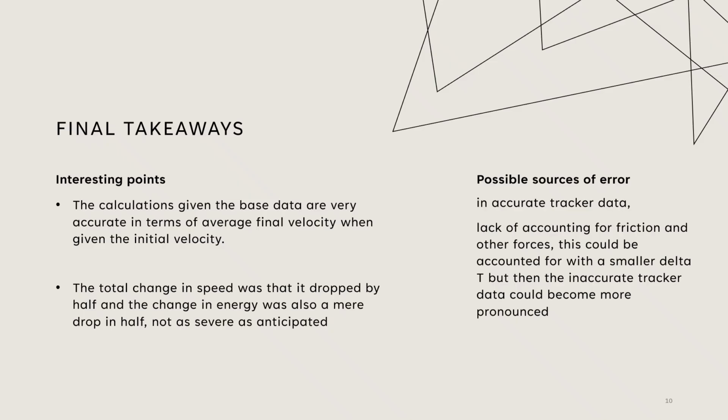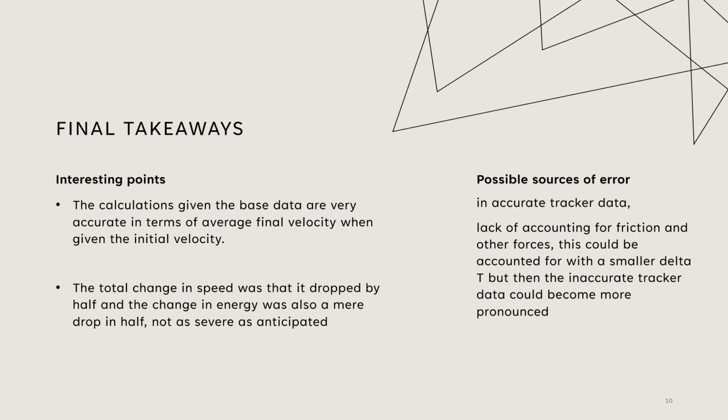So the calculations given the base data are very accurate in terms of average velocity when given the initial velocity, as shown in our calculations. And the total change in energy was about half, which matches our prediction. But the change in energy was a mere drop in half, which is not as severe as we initially anticipated.